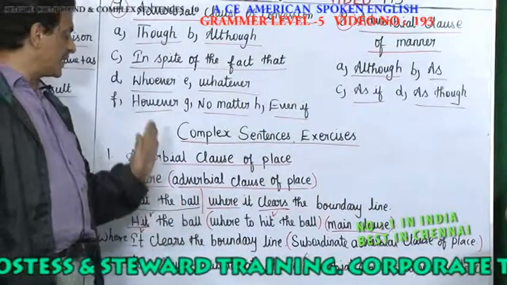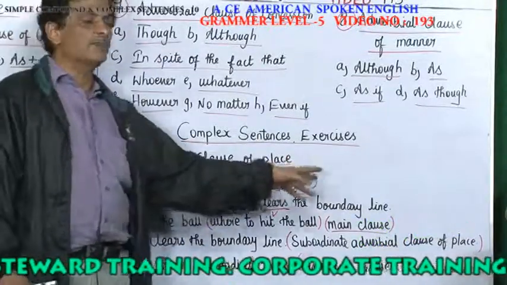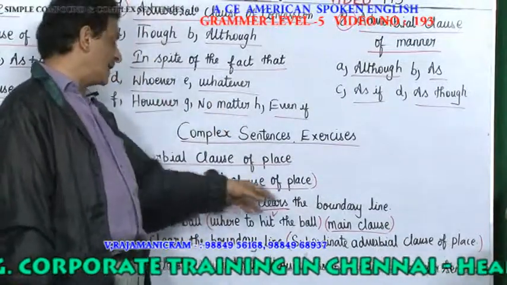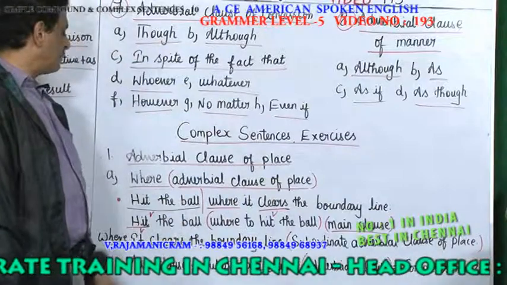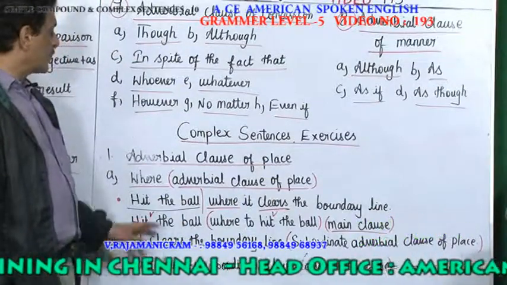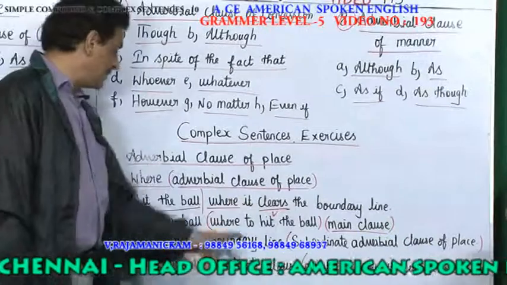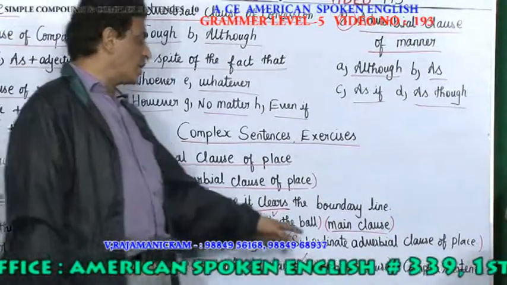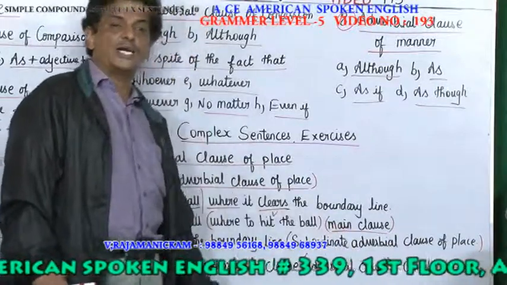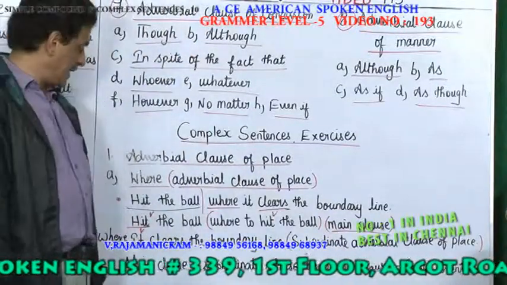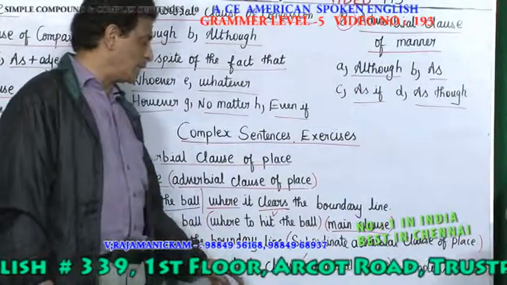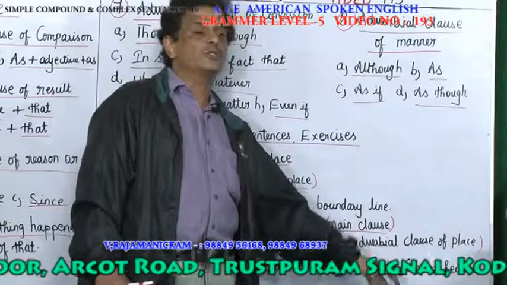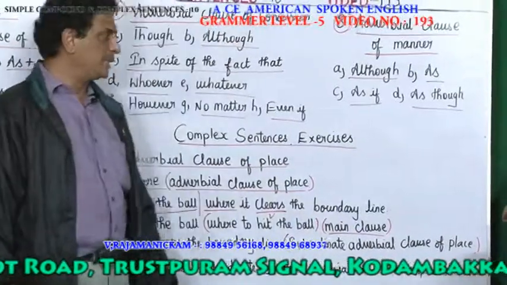So "hit the ball" gives a complete meaning. "Where it clears the boundary line" does not give a complete sense. So it depends upon the sentence "hit the ball," which becomes the main sentence. "Where it clears the boundary line" becomes the subordinate clause, or adverbial clause of place, because you ask the question where and you get an answer. So one main sentence and one subordinate clause give you a complex sentence. Hope you are able to understand.